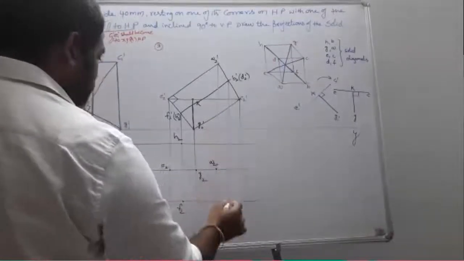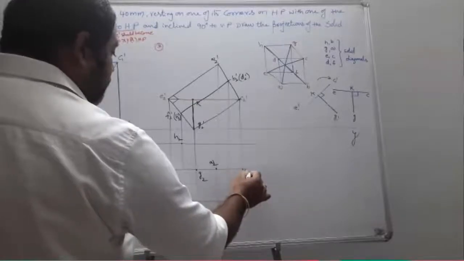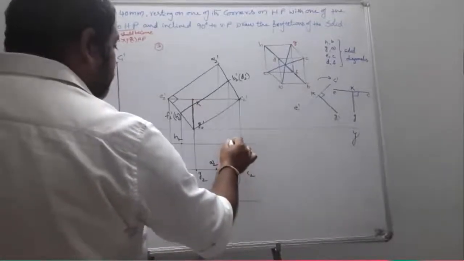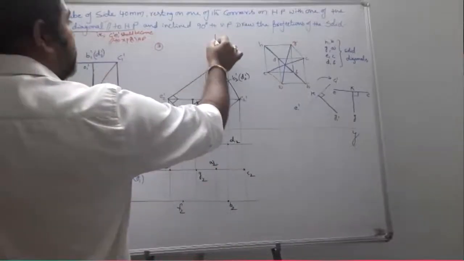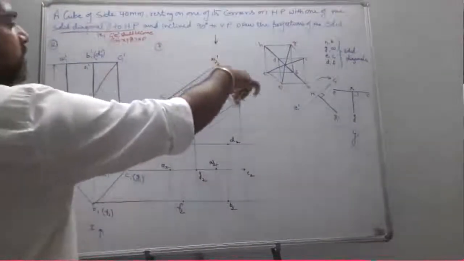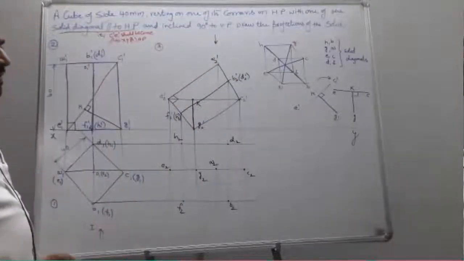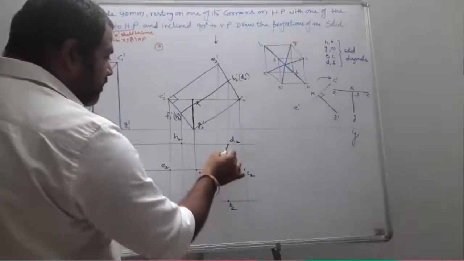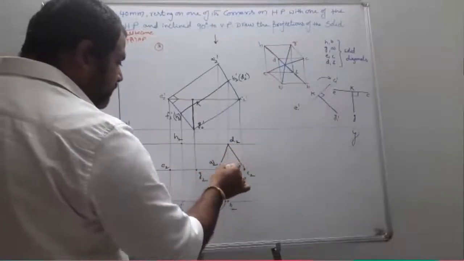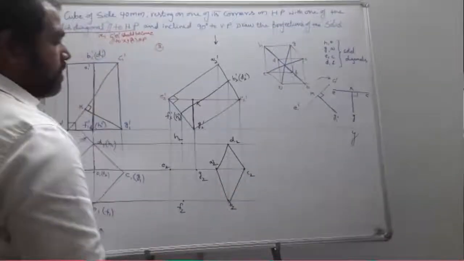A2, B2, C2, D2. Now, while you are supposed to see from the top, one base, that is nothing but your top base, is completely visible. So I just join all the points with the solid lines. Okay.